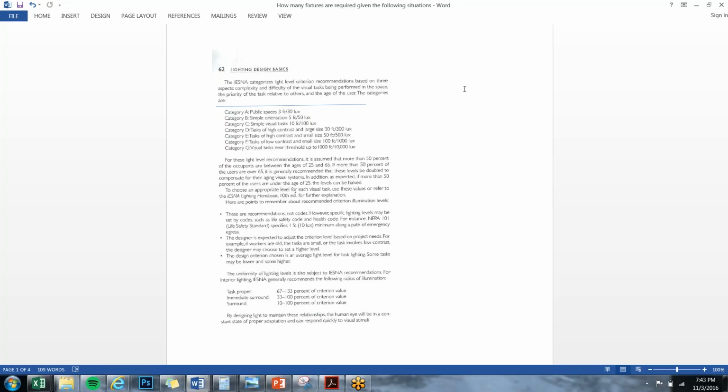The designer is expected to adjust the criterion level based on project needs. For example, if workers are old, the tasks are small, or the tasks involve low contrast, the designer may choose to set a higher level. The design criterion chosen is an average light level for task lighting. Some tasks may be lower or some higher. And then they have more information, but I'm mostly concerned with those first couple of paragraphs.